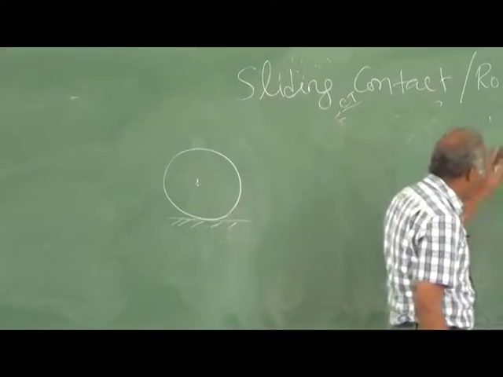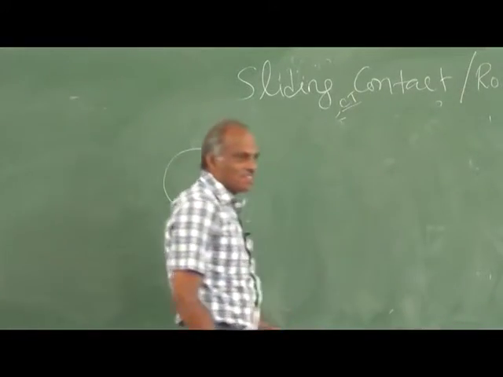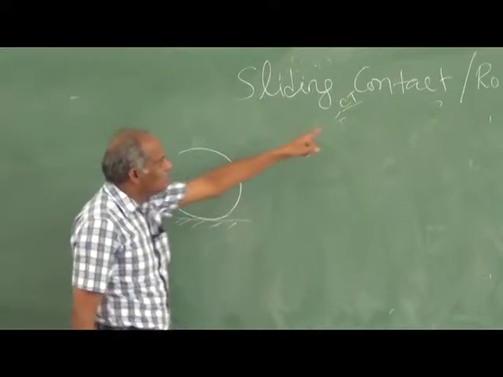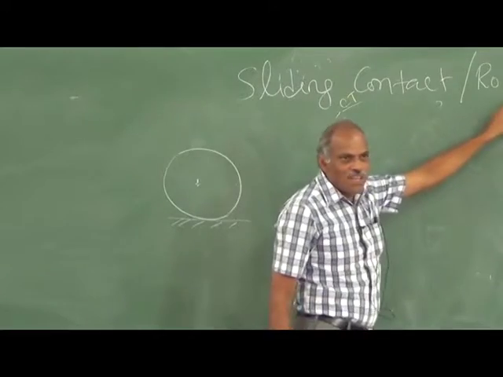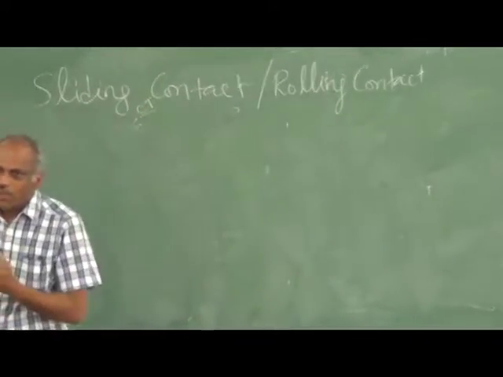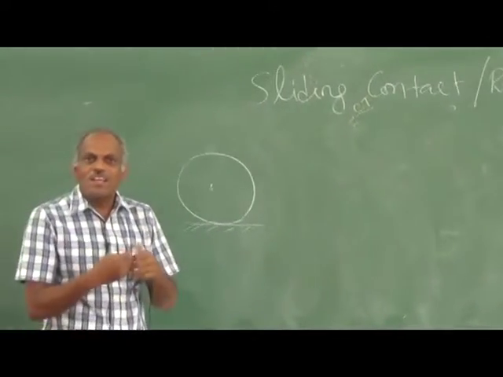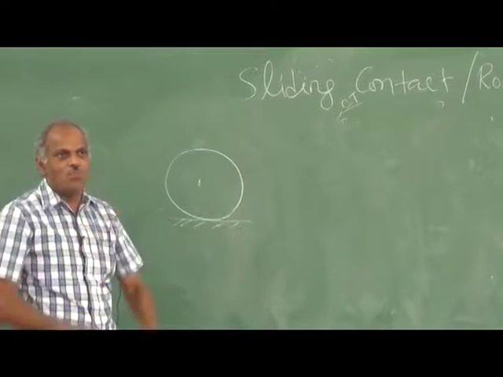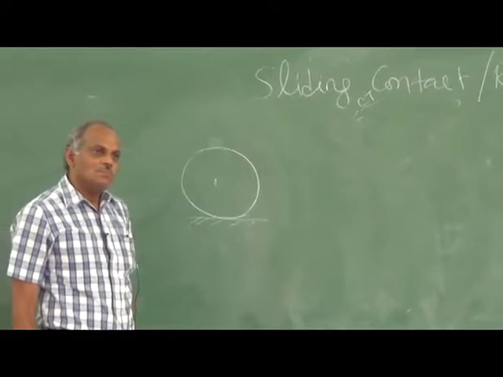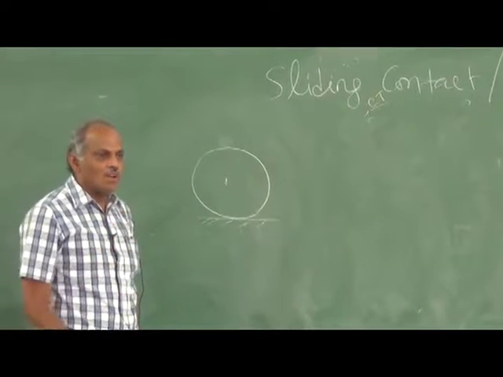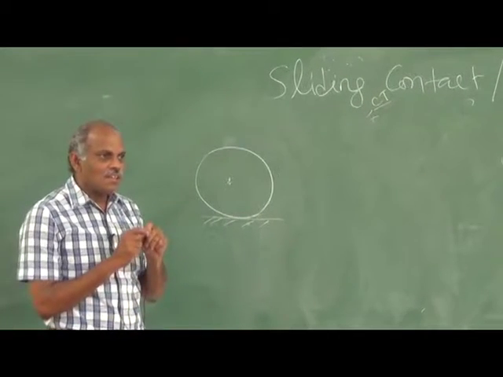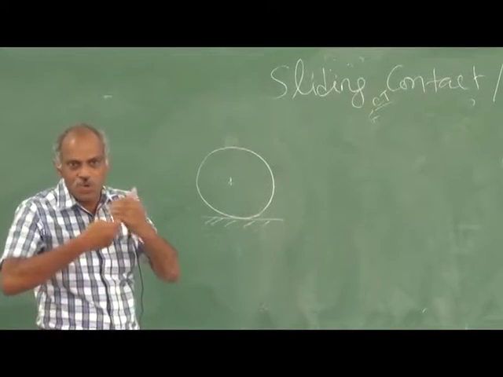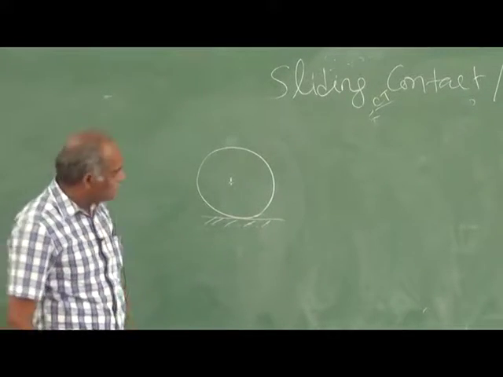Okay. Now, coming to this, the second topic is the rolling contact. What is the condition at which two rigid bodies, when they are engaged in motion, will be a rolling contact? That is, sliding velocity is zero, or relative motion is not there.